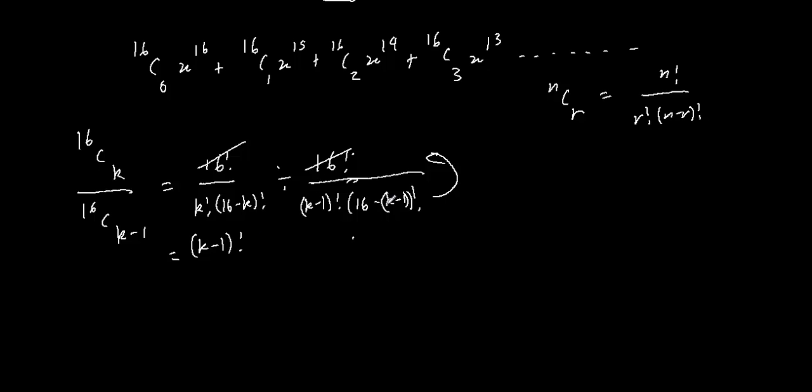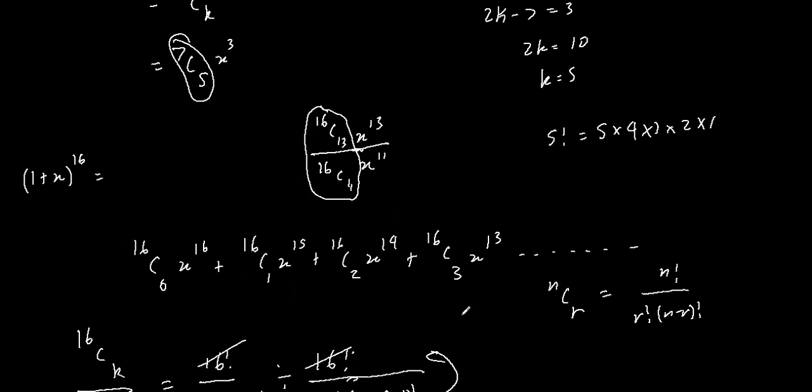16 minus k minus 1, the minus 1's become a plus 1. So then we get a 17 minus k factorial. And I get a k factorial, and then we get a 16 minus k factorial. Now we just start applying something very interesting from factorials.